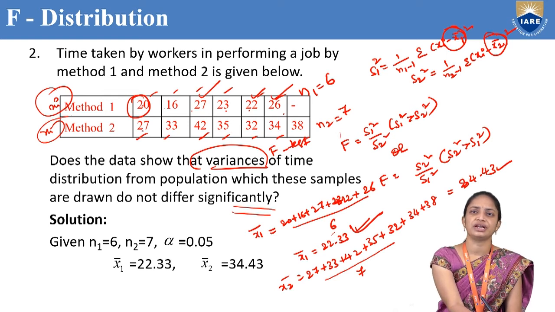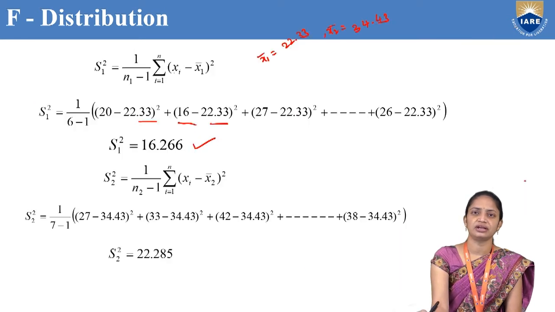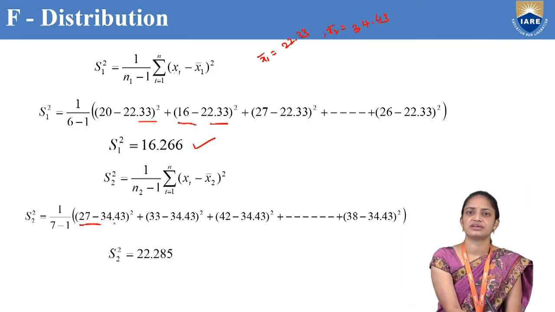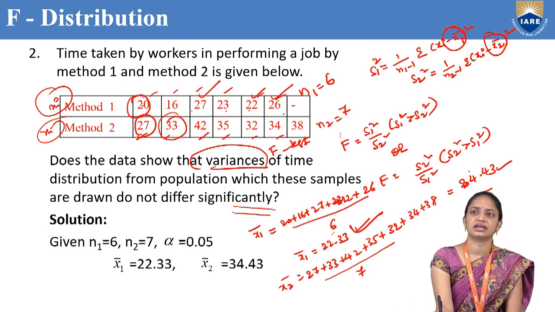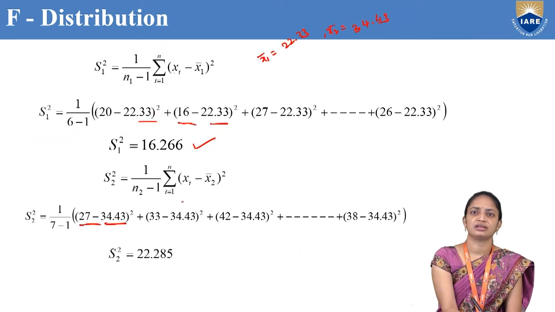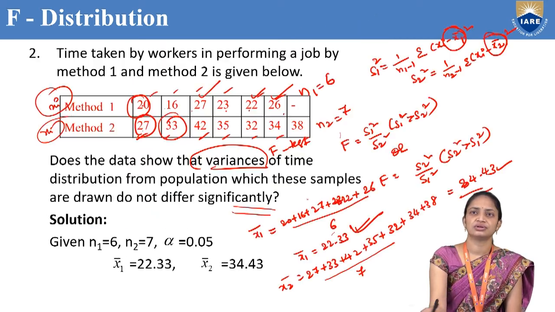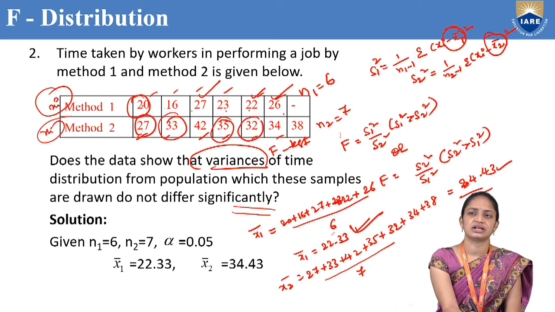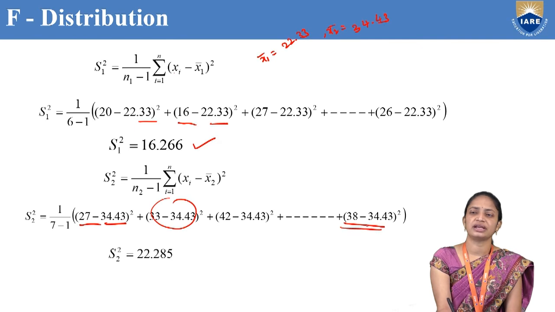So here we need to take 27 minus 34.43 whole square, so like that 33 minus 34.43 whole square, plus 42 minus 34.43 whole square, 35 minus 34.43 whole square, plus 32 minus 34.43 whole square, plus 34 minus 34.43 whole square, plus 38 minus 34.43 whole square. So after simplification, we will get S2 square equal to 22.285.